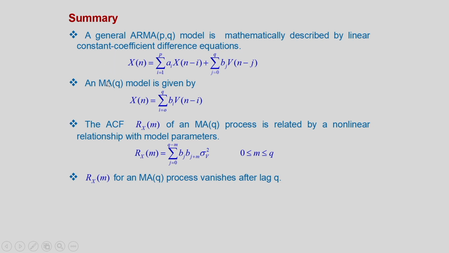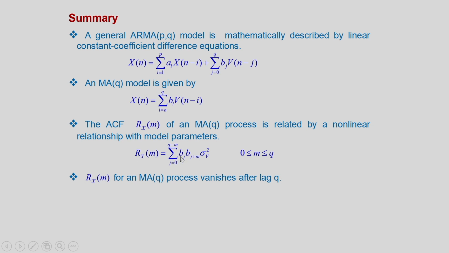Then we considered the moving average process, which has only the numerator part in the filter. So, an MA(q) model is given by x[n] = summation i from 0 to q of bi v[n-i]. This is the model for the MA(q) process, the moving average process of order q. The ACF, the autocorrelation function Rx[m] of an MA(q) process, is related by a nonlinear relationship with the model parameters. What are the model parameters? These bi's are the model parameters. They are related with the autocorrelation function.